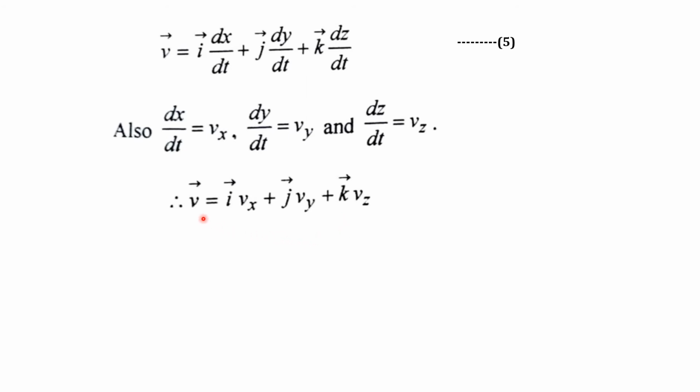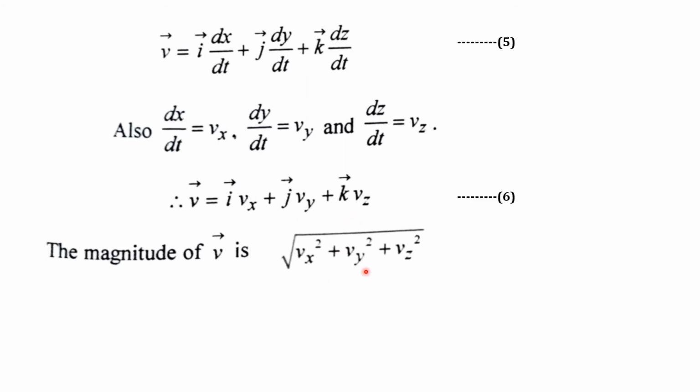If velocity is a vector and we express that vector in terms of the unit vectors ijk, then how do we write its magnitude? Under the square root of vx square plus vy square plus vz square. Magnitude of the vector v equals the square root of vx square plus vy square plus vz square.